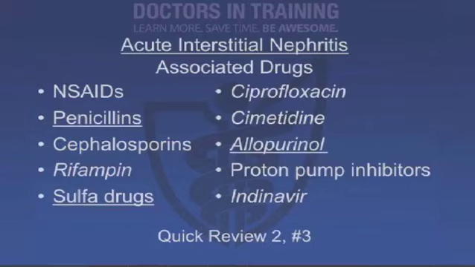Cimetidine, which is an H2 blocker. Allopurinol, which is used for gout. Proton pump inhibitors, which are used all the time for gastroesophageal reflux disease. And Denavir, which is an antiviral. So always be aware that you can affect the kidneys pretty severely.